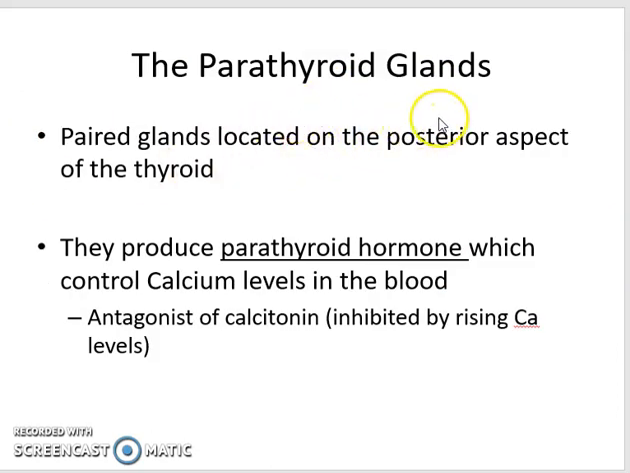The parathyroid glands, which are just right next to the thyroid glands, I'll show you in the next slide. They're paired glands on the posterior aspect of the thyroid. So there's really a lot going on as far as the endocrine system goes in the neck, right? Thyroid's in the front of the trachea, but the parathyroid glands are on the posterior aspect of that gland. The parathyroid glands produce, as you can imagine, parathyroid hormone, or PTH. What this hormone does is that it controls calcium levels in the blood by acting as an antagonist of calcitonin. So if you think about it, what's it going to do? Lower blood calcium or raise it? Exactly right. It's going to raise blood calcium by acting the opposite way calcitonin does.